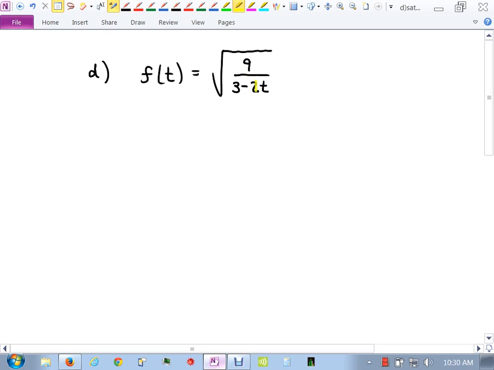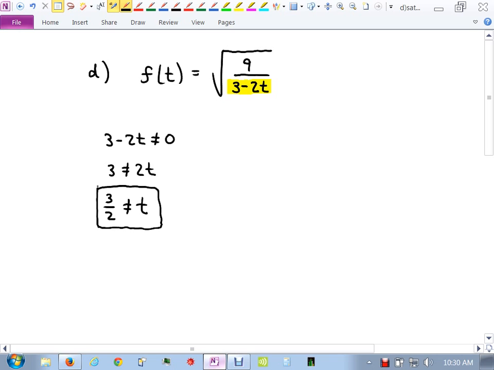All right, so I said I'm going to move quickly. The first thing I notice is that I have a fraction, and that possibly that could be 0, which would be bad, right? So I say 3 minus 2t, that can't be 0, or else I'm in trouble, right? And I add 2t to both sides, and I divide by 2. And so what I know so far is that whatever I do, I should not let t be 3 halves. That's going to cause a major problem.